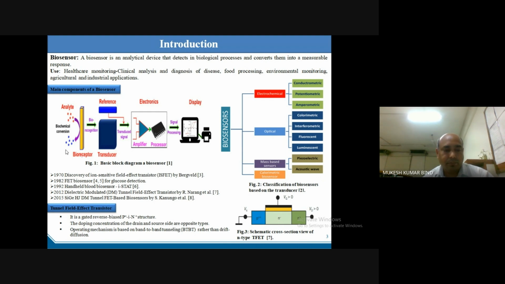Figure 3 shows the basic cross-section of a TFET. A TFET is a PIN structure. The doping of the drain and source regions is similar but of opposite polarity. A TFET operates on band-to-band tunneling rather than diffusion.